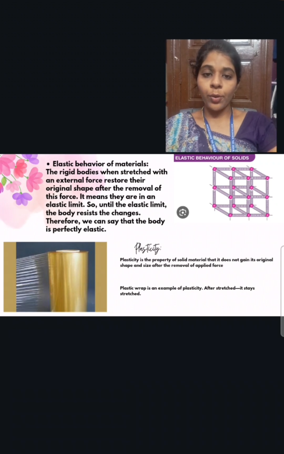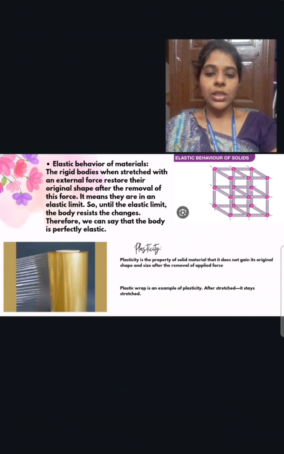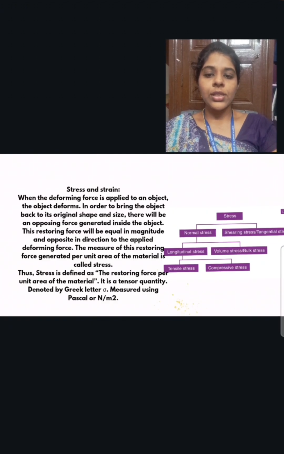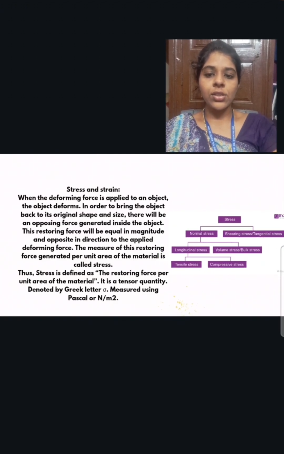Now let's see about plasticity. Plasticity is the property of a solid material in which it does not regain its original shape and size after the removal of applied force. Plastic wrap is an example of plasticity. After it is stretched, it stays stretched. Now let's see about stress and strain.